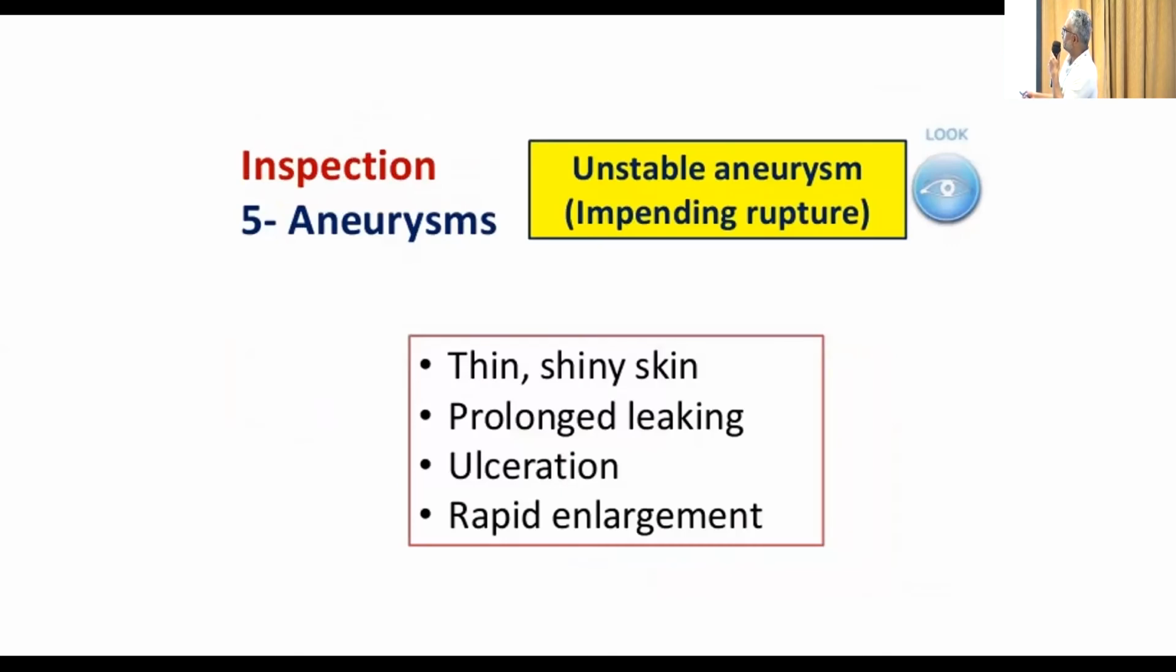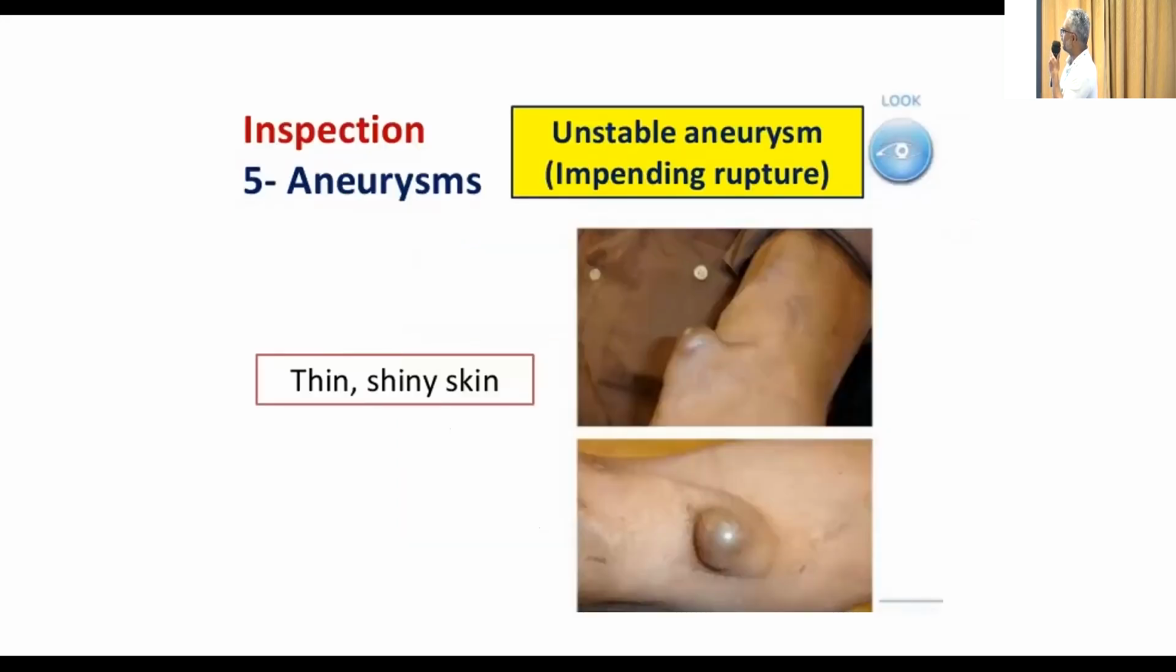So, signs of unstable aneurysm, where there's probably going to be an impending rupture: thin, shiny skin over the aneurysm, prolonged leak, ulceration, and rapid enlargement. They need to be sorted out. Otherwise, these patients can bleed to death when they're sleeping, right? If the fistula ruptures.